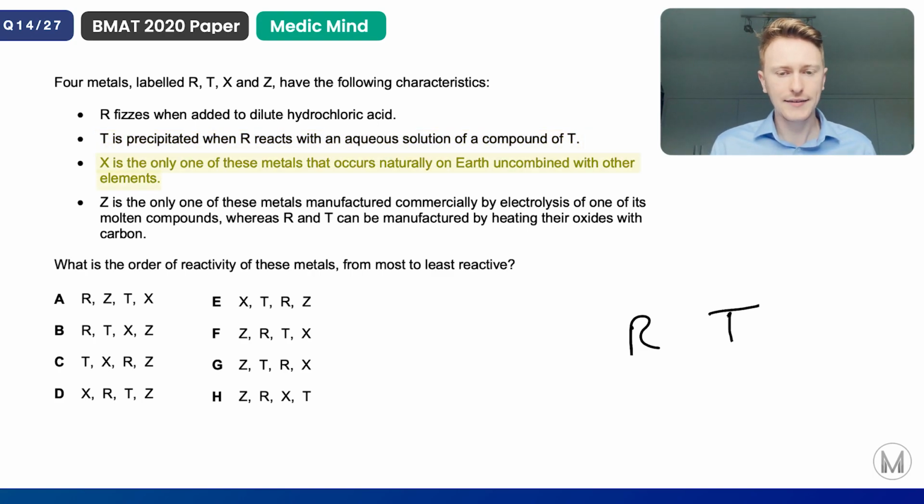Now looking at X, X is one of the metals that occurs naturally in Earth and it is uncombined with other elements. In other words, it is so unreactive that it doesn't really like combining or sharing its electrons with anything else. So therefore we know from the get-go that X is a very unreactive element, something like gold or silver. So we can put X at the very bottom of our list in terms of least reactive.